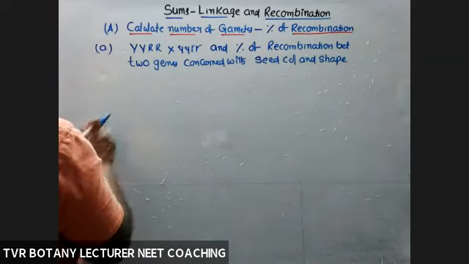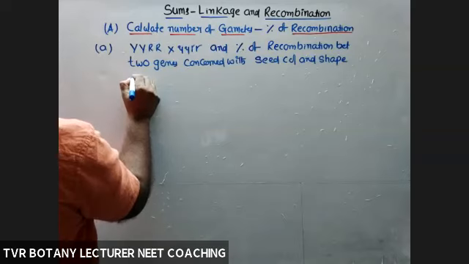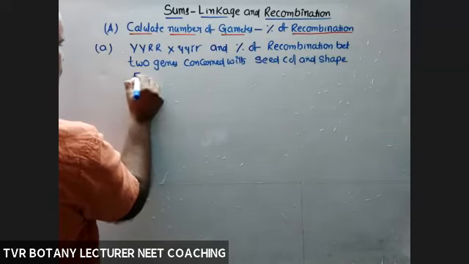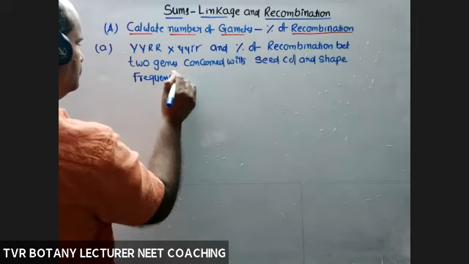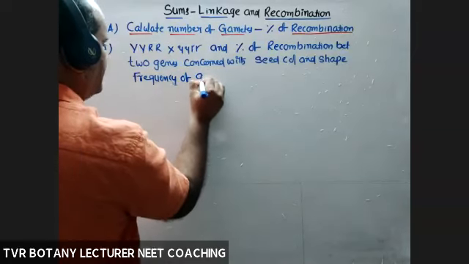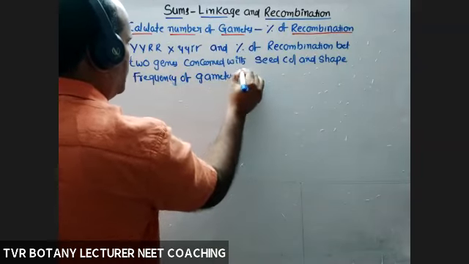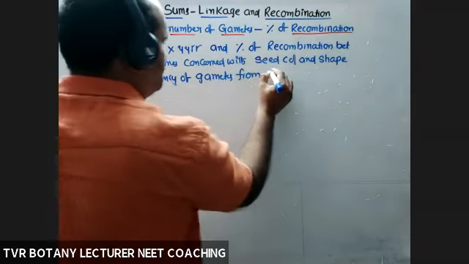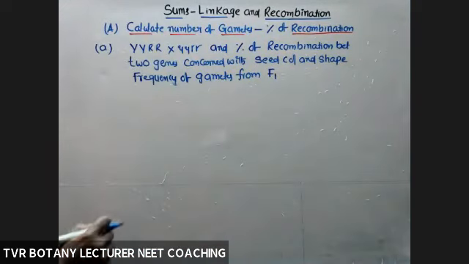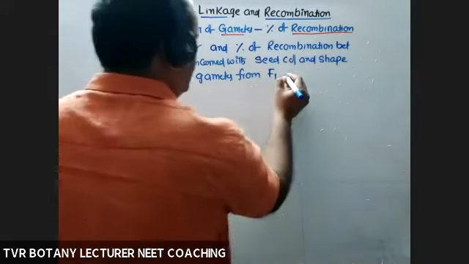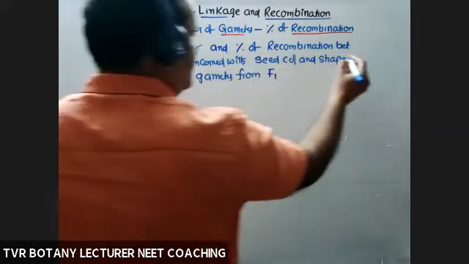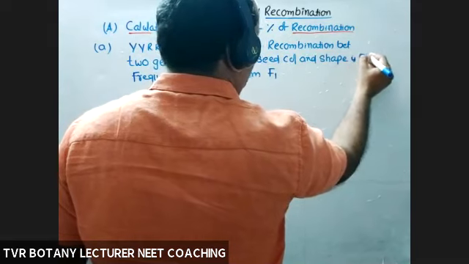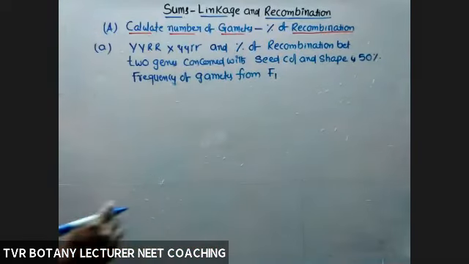So what is the frequency of gametes from F1 out of this cross, if the percentage of recombination between the two genes concerned is 50%? Now, what they're asking is, what is the frequency of gametes from F1?